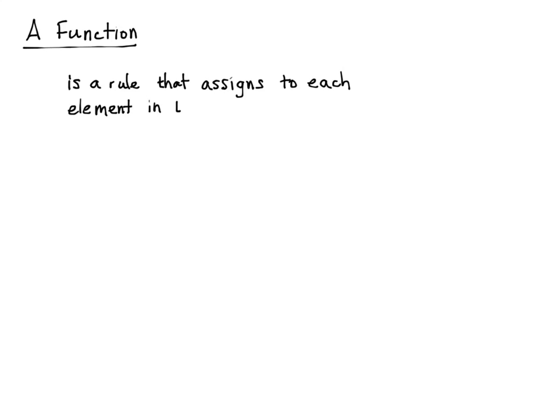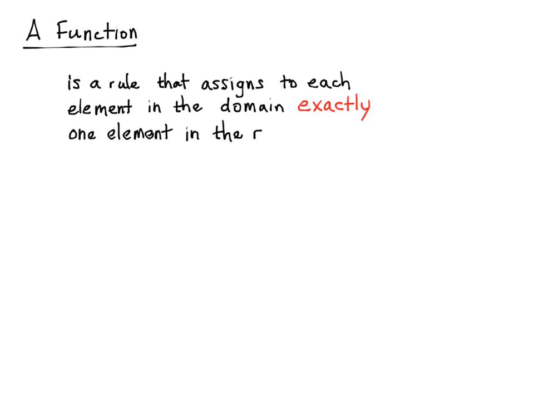Okay, so we'll talk about functions now in this context, where a function is a rule that assigns each value in the domain to exactly one element in the range. I put exactly in red because that's the thing that distinguishes a function from a relation: a function makes exactly one assignment.